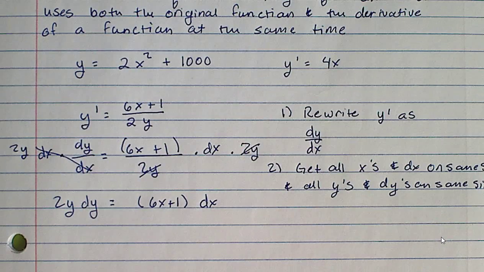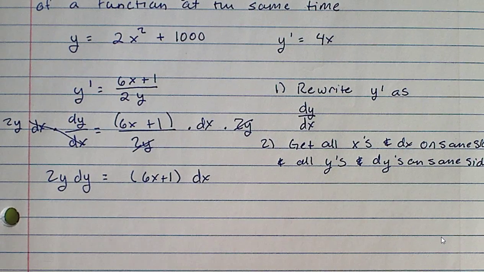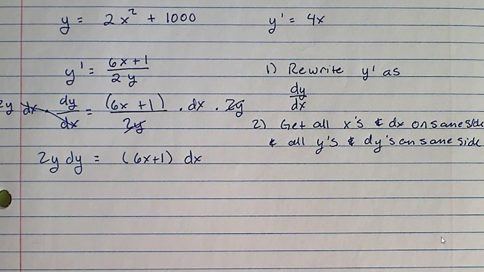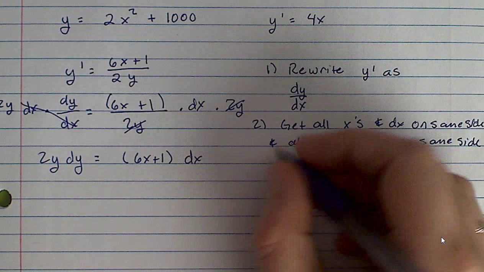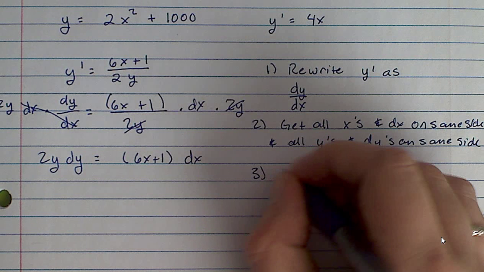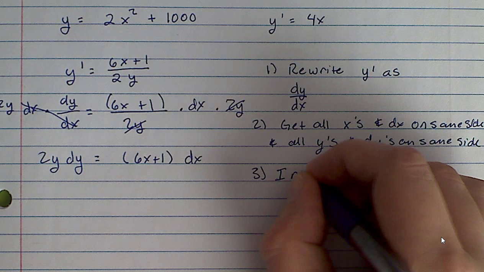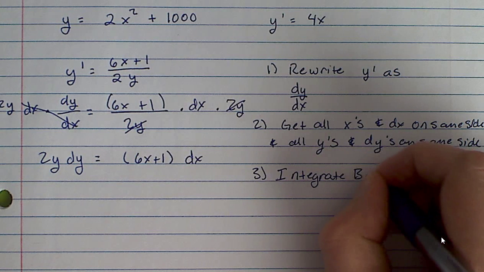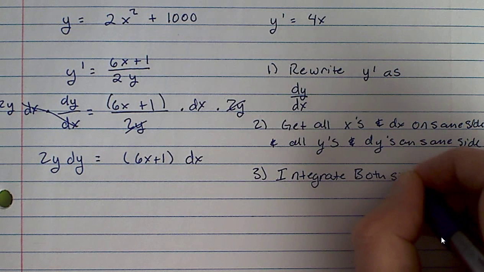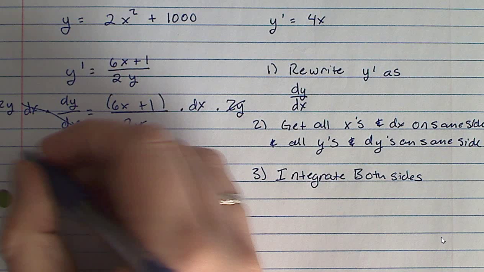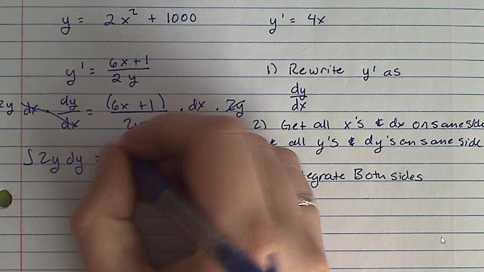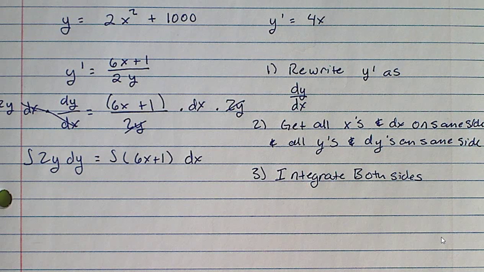Step number 3. Let me move this over so you can see all my steps. Step number 3, I'm going to integrate both sides. So I'm going to integrate 2y dy, and I'm going to integrate 6x plus 1 dx.